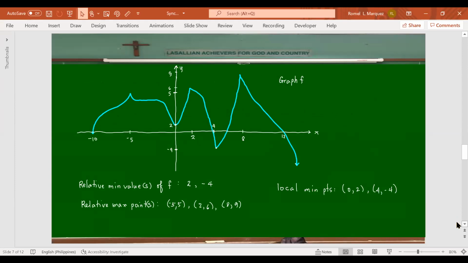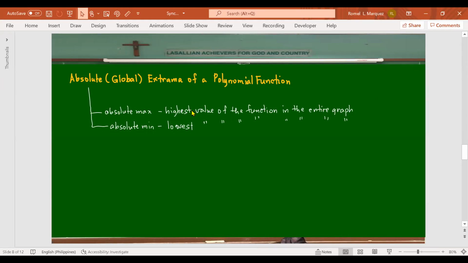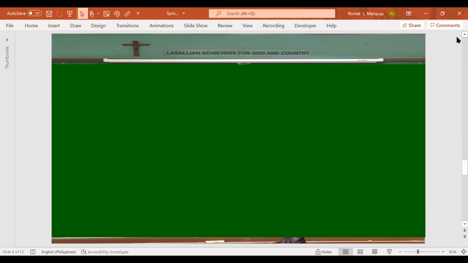Pag naman highest or lowest point, wala na siyang neighboring. Is that clear, children? Basta siya yung highest, lowest. Ang parabola ba, pag may highest, may lowest? No. Pag may lowest, wala dapat highest. Pag may highest, walang lowest. Okay? Pag parabola. Is that clear? Ang straight line, walang highest, walang lowest. Kasi it goes infinitely, no?